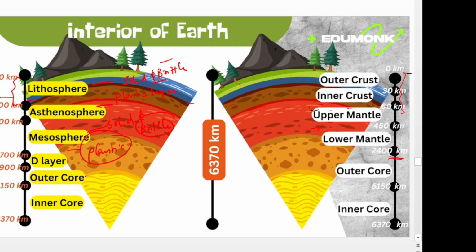Then the outer core is liquid. This is very, very important. You have to understand the outer core is liquid. Then the inner core is solid. These are the conditions or composition of the interior of Earth. Lithosphere is solid and brittle, asthenosphere is plastic, mesosphere is solid and brittle, D layer is plastic, outer core is liquid and inner core is solid.